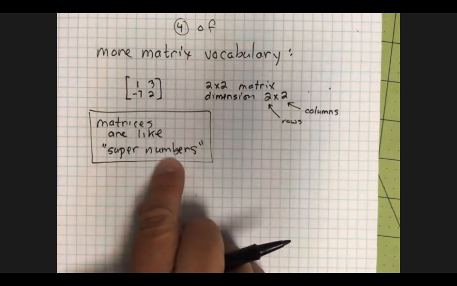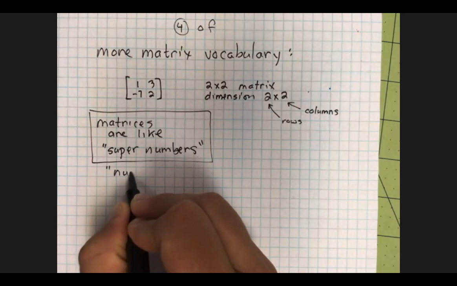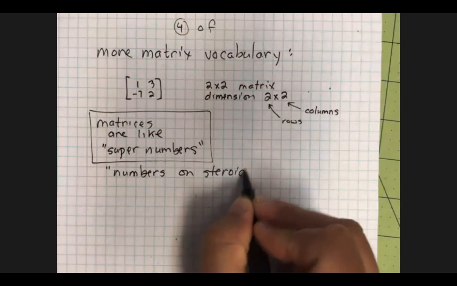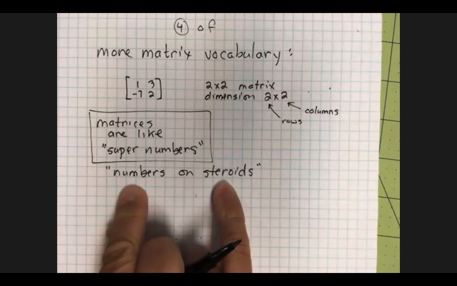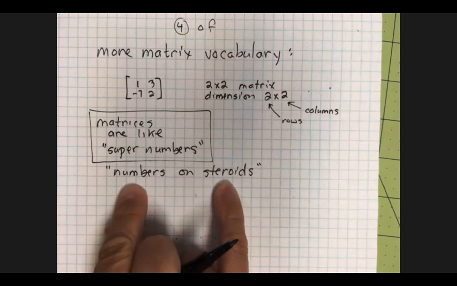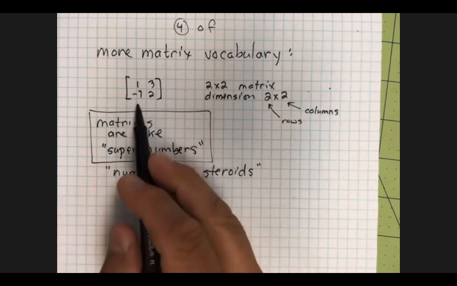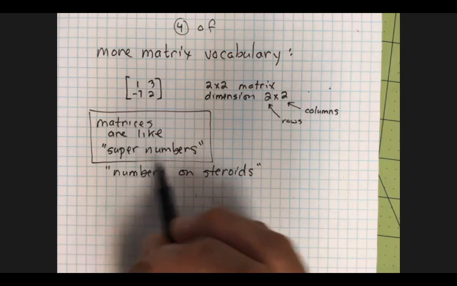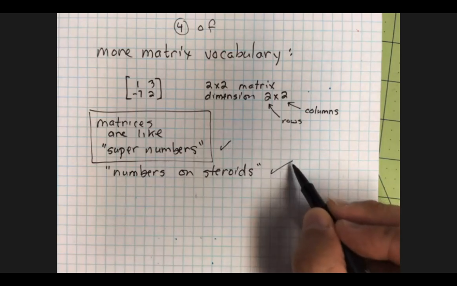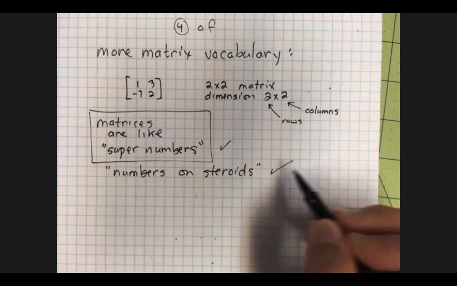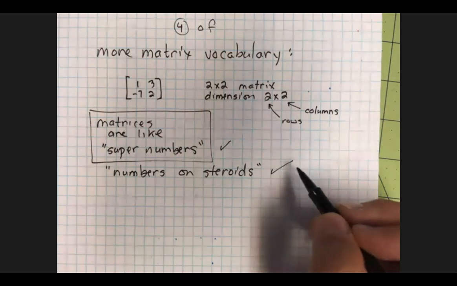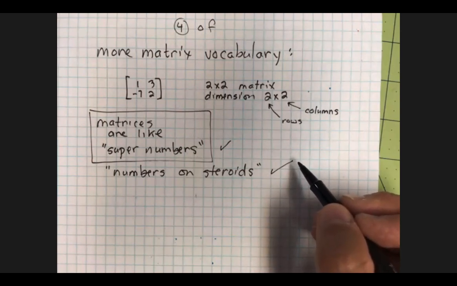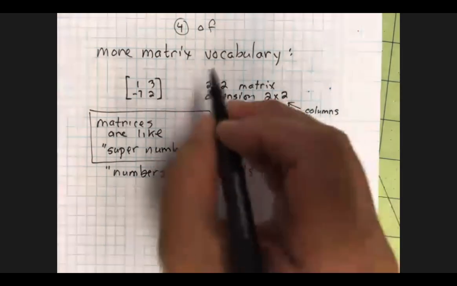Matrices are like super numbers. If you want to put it in a more crude sense, numbers on steroids. Super powered numbers. And you say, but Dave, it's not a number, it's 4 numbers. It's a table. But the more you think about matrices and see what they can do, the more you will feel that matrices are like I just described them. Matrices have superpowers. Now I have to tell you all the superpowers, but I also have to tell you all their characteristics. So back to the vocabulary.